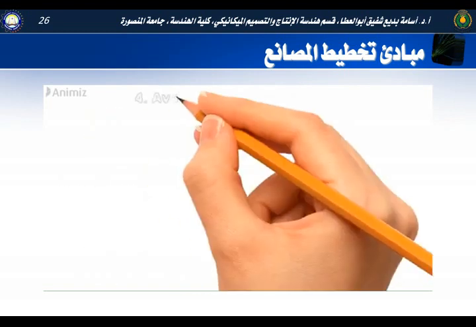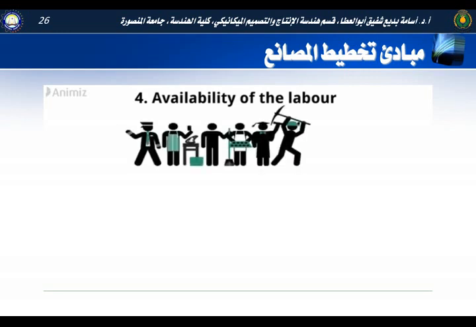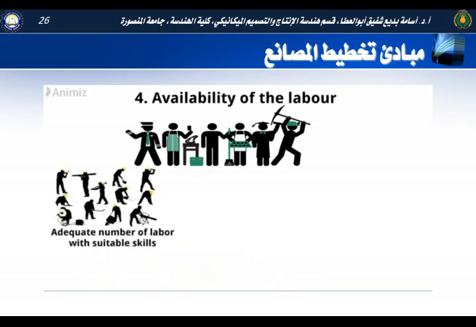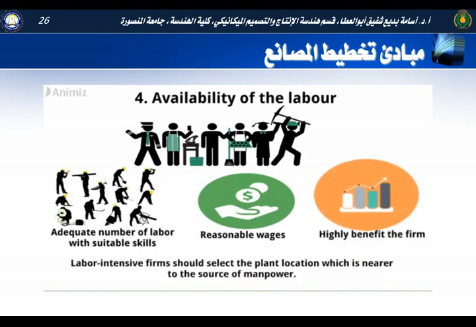Number 4. Availability of labor. Another important factor which influences plant location decisions is the availability of labor. The combination of an adequate number of laborers, with suitable skills and reasonable labor wages, can highly benefit the firm. However, labor-intensive firms should select a plant location which is nearer to the source of manpower.